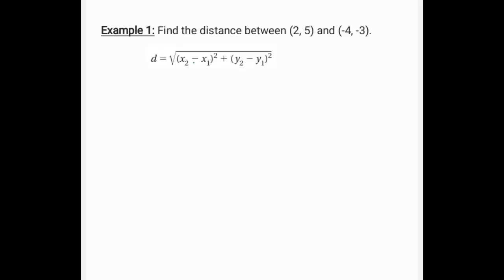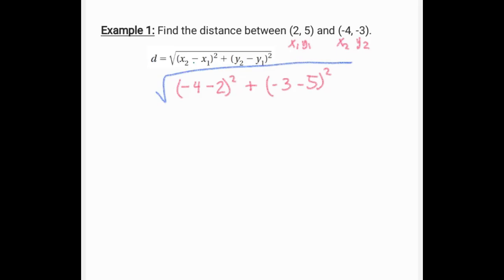Let's look at example 1. Given 2 points, we can label this. It's very similar to the slope. I'm going to label this as my x1, y1, and then x2 and y2. Now, substituting each of those numbers into the formula, we have the quantity of the x2, which is -4, minus the x1, which is 2, squared, plus the y2, which is -3, minus the y1, which is 5, squared. And all of this is under the square root.